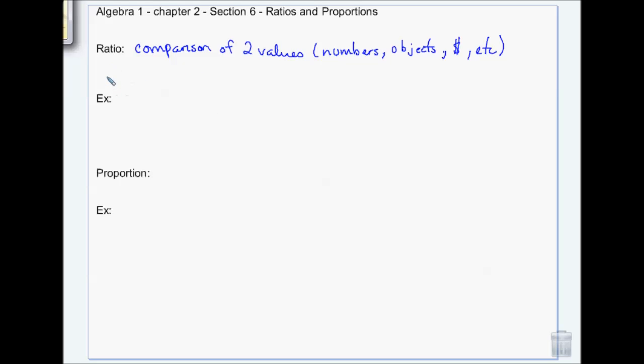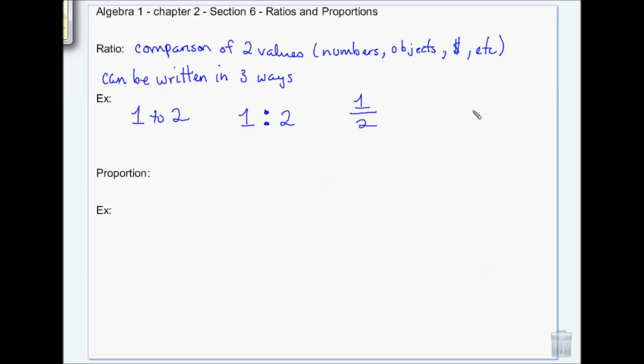They can be written in 3 ways. Right now in this class, I have 1 boy and 2 girls, right? So I can say I have a 1-to-2 ratio, 1 boy, 2 girls. I can say I have a 1-to-2 ratio using a colon, or I can have a 1-to-2 ratio using a fraction.